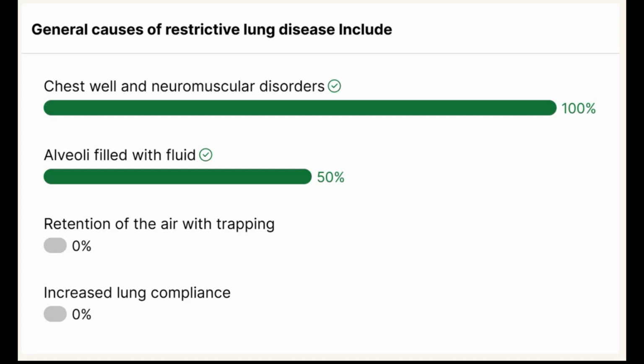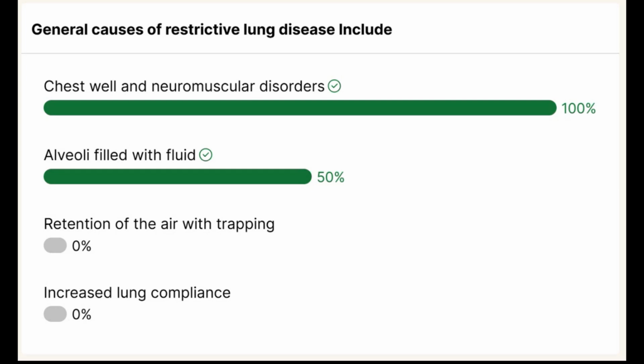Alveoli filled with fluid is correct. This includes pneumonia, pulmonary edema. In general, it decreases the diffusion capacity of the lungs and will therefore result in a restrictive lung disease. Retention of the air with trapping is more obstructive, a hallmark of obstructive lung diseases. And increased lung compliance is also more obstructive lung diseases. With restrictive lung diseases, you find normal elastic recoil, so the lung will shrink, and decreased lung compliance. There's increased stiffness and decreased ability of the lung to expand.